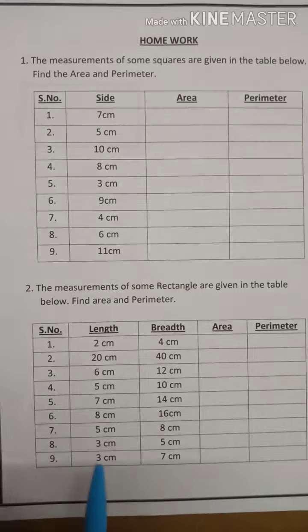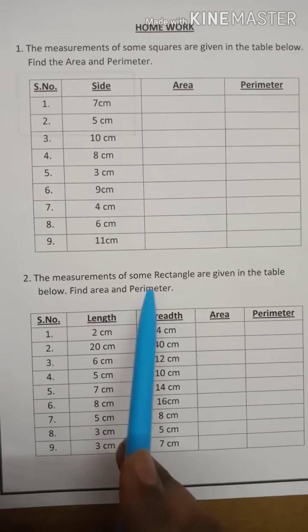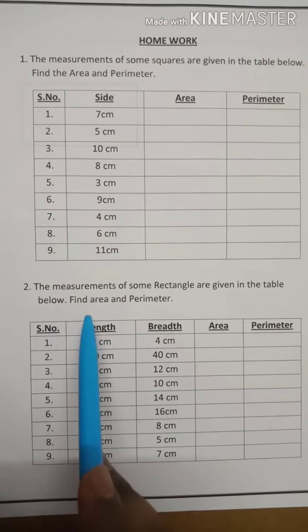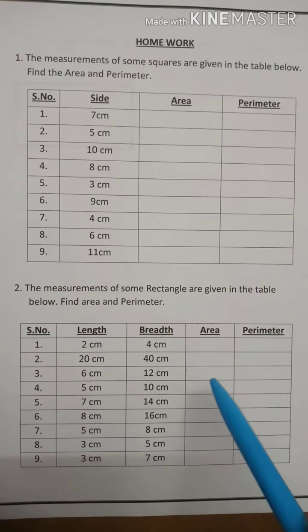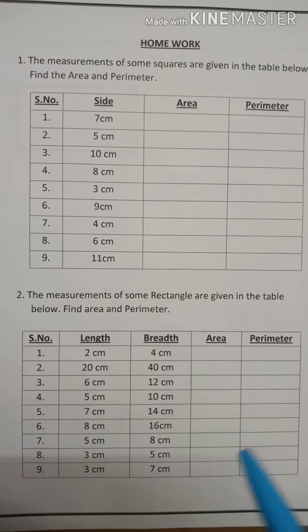In the same way, look at the second question. The measurements of some rectangles are given in the table below. Find area and perimeter. Again we have lengths and breadths this side. Find area and perimeter for the rectangles.